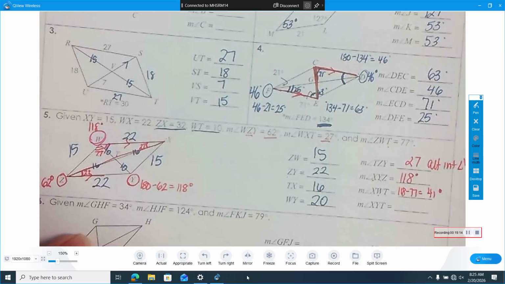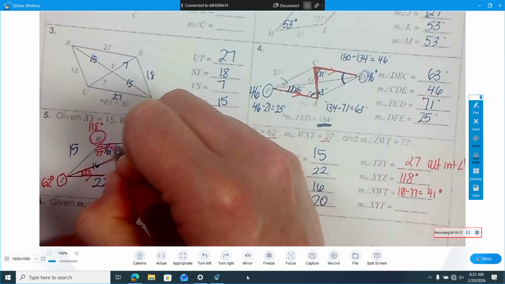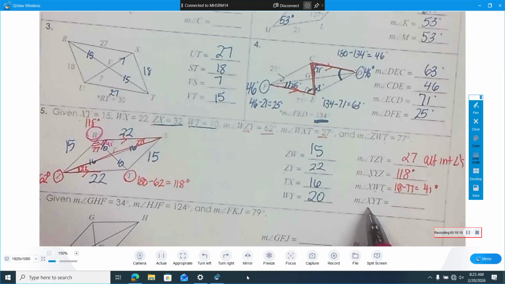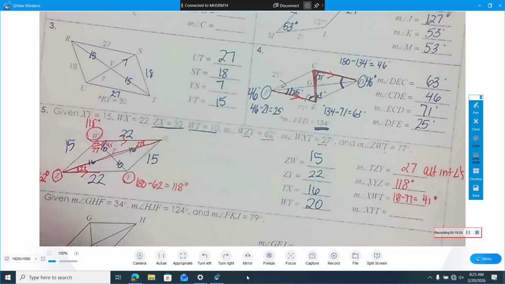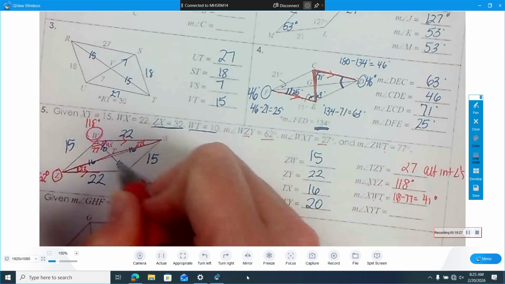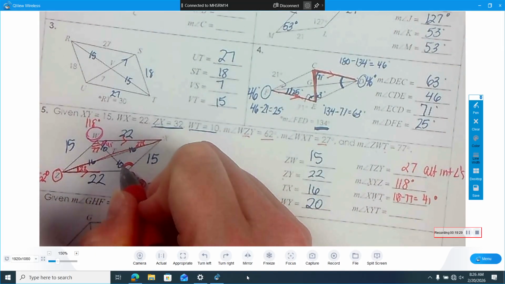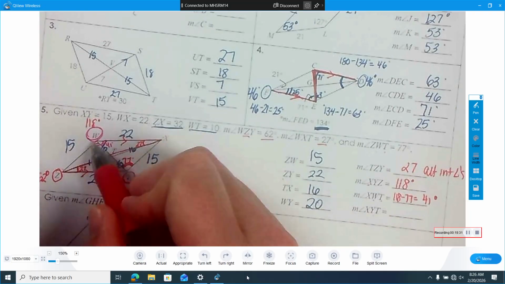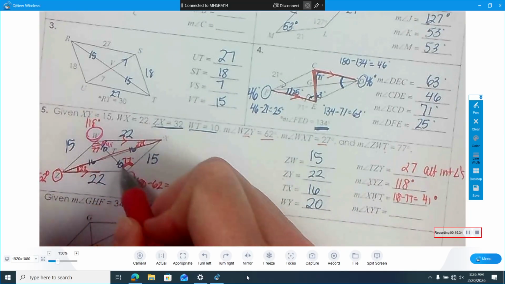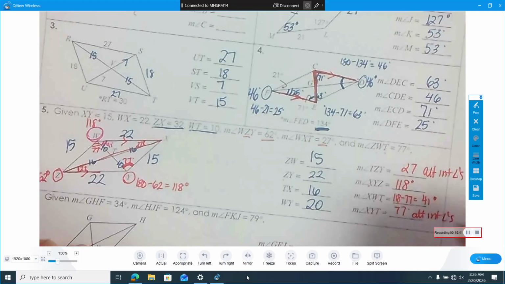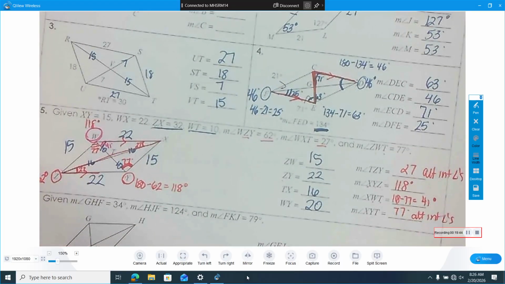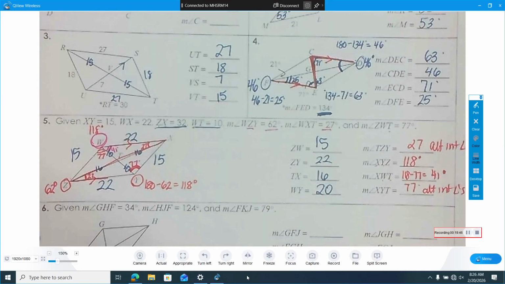So that is 41 degrees. 41 degrees there. And then XYT. XYT, again, is this angle. XYT right here. 77, yep, because of alternate interior angles. There's that Z shape, parallel line, transversal, parallel line, so 77. Alternate interior angles again. Lots and lots of things, ladies and gentlemen, to pay attention to. So lots going on in these.